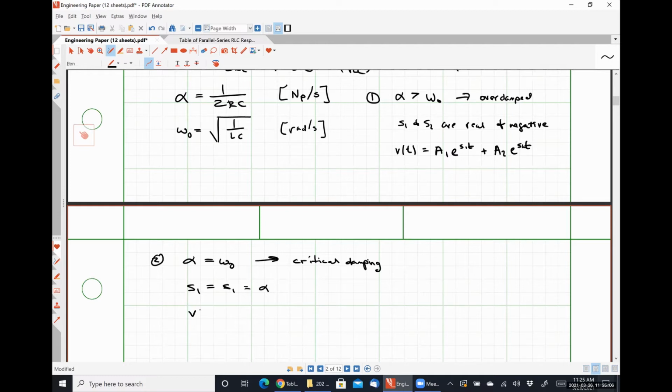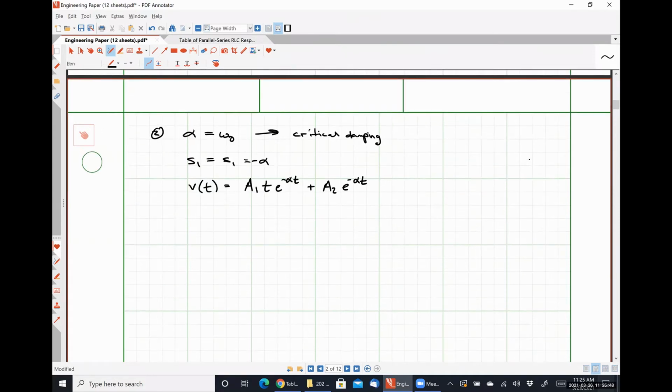So for a critically damped system, our voltage will be of the form A1 t e to the minus alpha t plus A2 e to the minus alpha t. Actually, this should be negative alphas here. This is what allows us to have two initial conditions influencing the response of our system. So we're going to do case 3 right here, and then I'm going to draw a picture real quick.